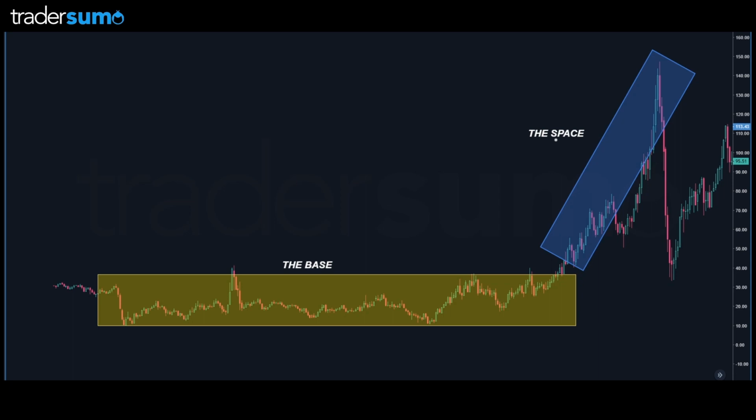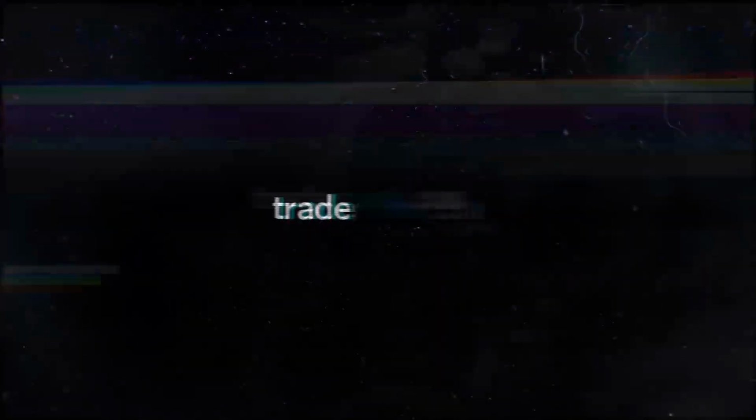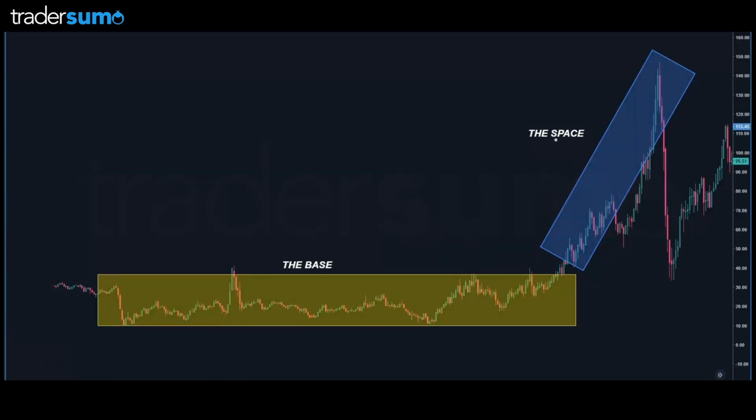Welcome to Unit 6, an introduction into momentum. This lesson, we're going to discuss momentum. And as you see on the chart, I have a base and the space.